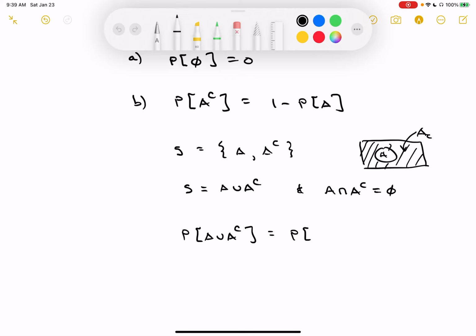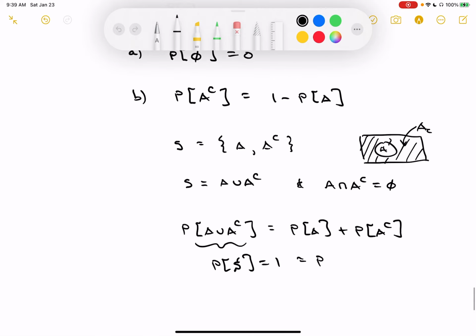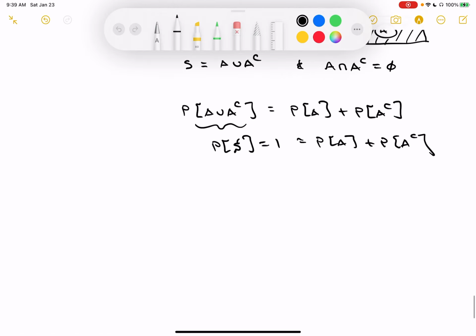That's going to be the probability of A plus the probability of A complement, something along those lines. And I knew this was just S, so that is the probability of S, which we know to be equal to 1. So 1 is equal to probability A plus probability of A complement. Solve that for probability A complement, right? And we get that consequence of the axioms, 1 minus probability of A.